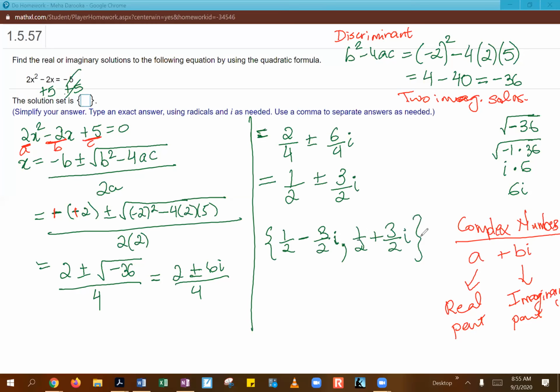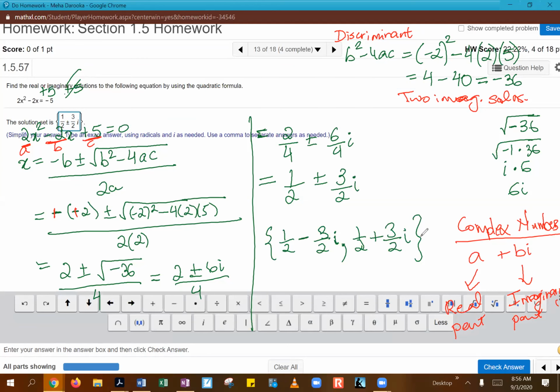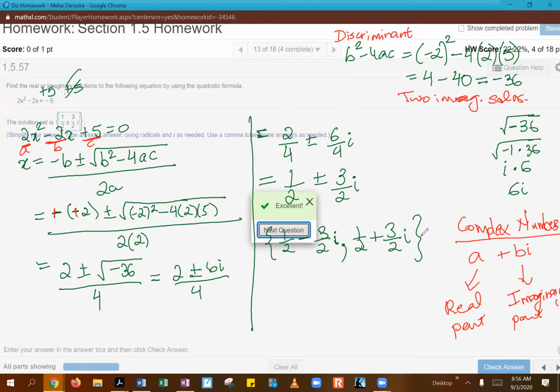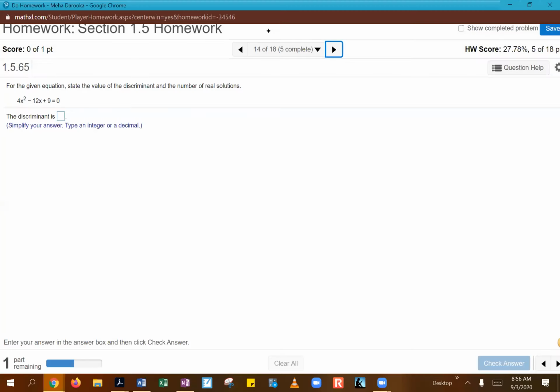Okay, so let's go ahead and type our answer in over here. Smaller, there we go. 1/2 plus or minus 3/2, and then we need i, which is right over here. Right, and then let's check that answer. Alrighty, and we're good to go. So just to show you again how the quadratic formula would work out with this type of equation.